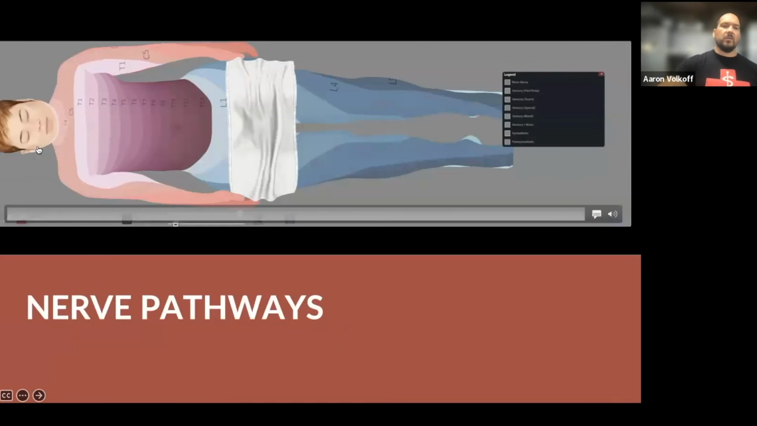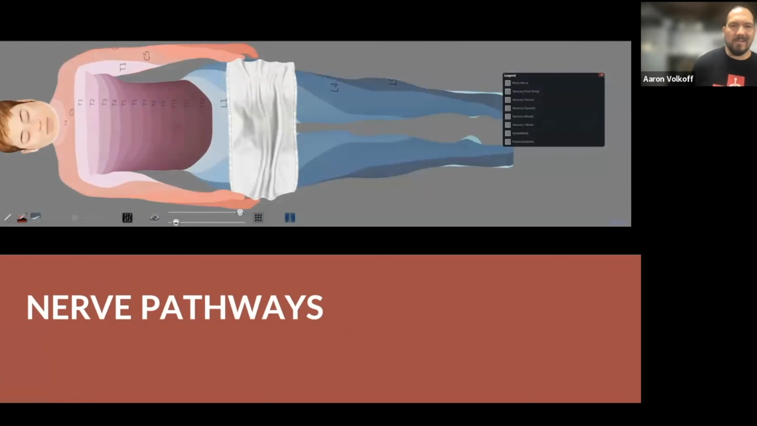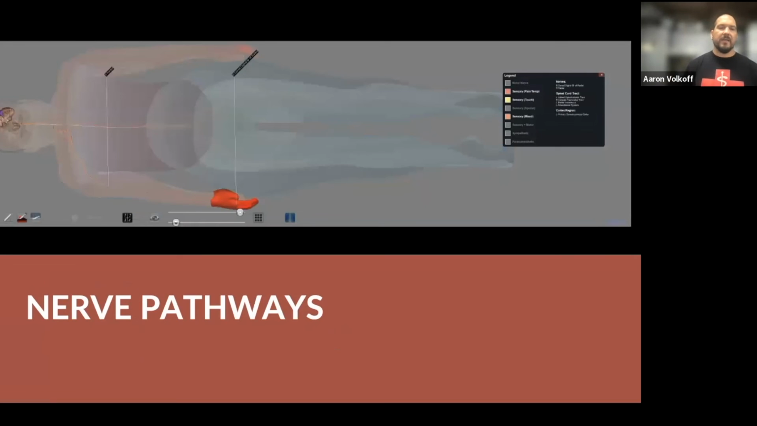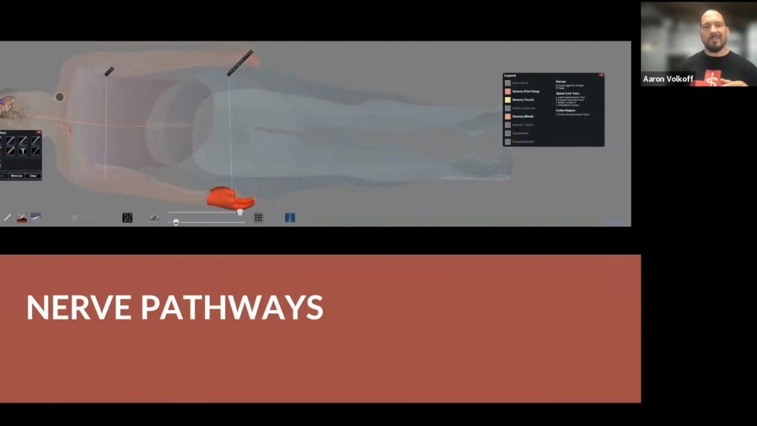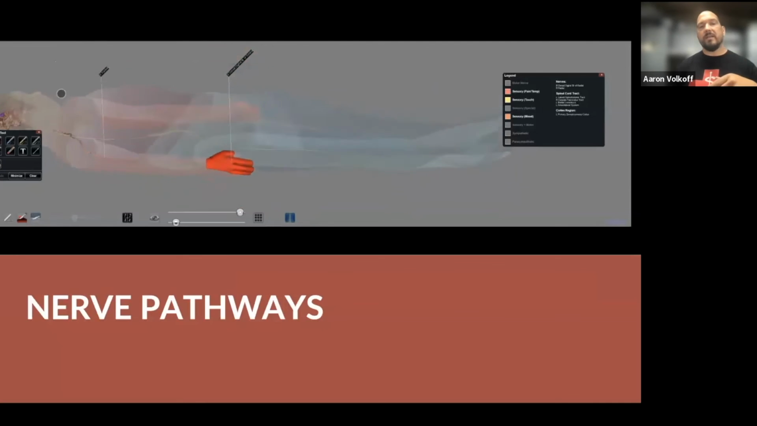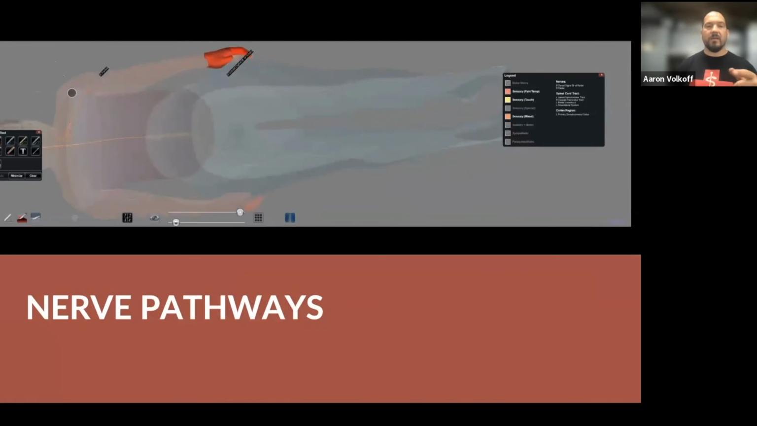Nerve pathways, man, this one's awesome. Our sports medicine instructor was all over this. They love it because of concussions, and more so using this is more so in paralysis. If you touch a muscle, it'll let you know what nerve innervates it. So you could go through and realize if somebody's paralyzed or has pain, if somebody has a herniated disc, how it's going to be affected.